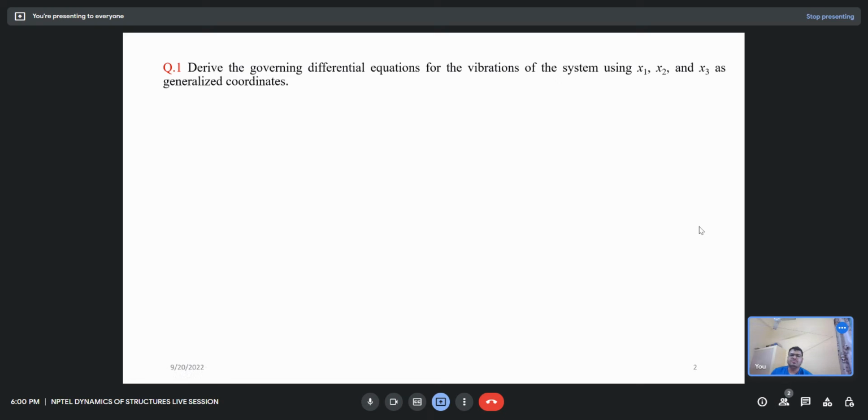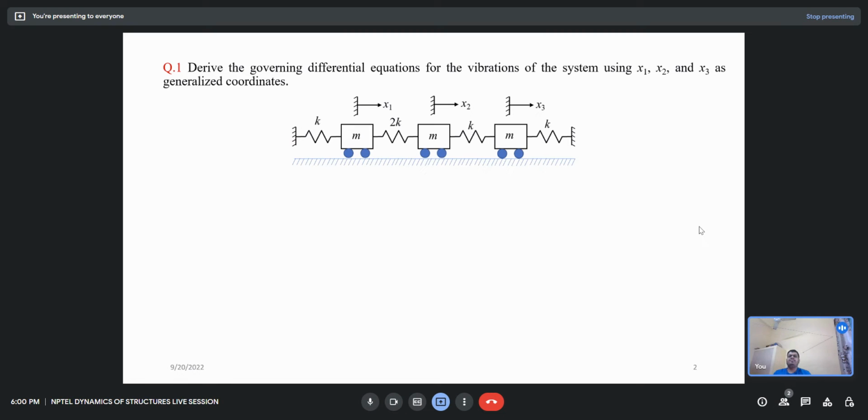In the first example, you are asked to derive the differential equation for the vibration of the system using x1, x2 and x3 as generalized coordinates. So we have to develop a differential equation for each block. There are 3 degrees of freedom, x1, x2, x3. So how many equations will we have? We will have 3 differential equations, and we will solve them one by one.